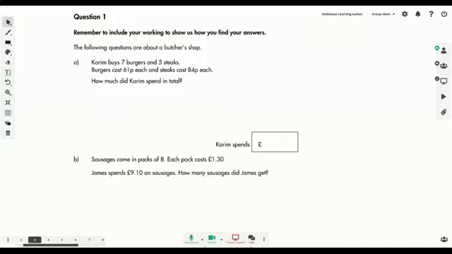Today we'll be doing an 11 plus private school paper. This is a maths paper and we'll be going through the working out with you. We recommend you try doing it yourself and then look at our working. So let's get started.